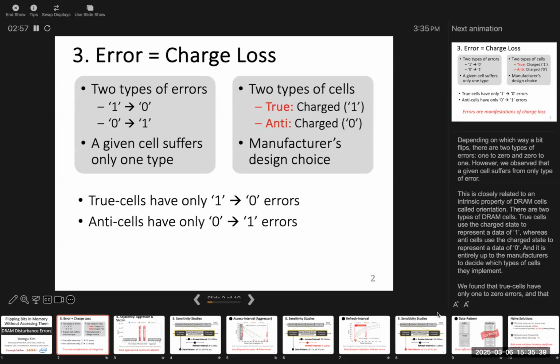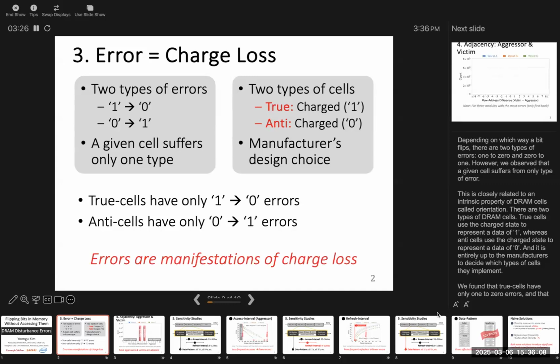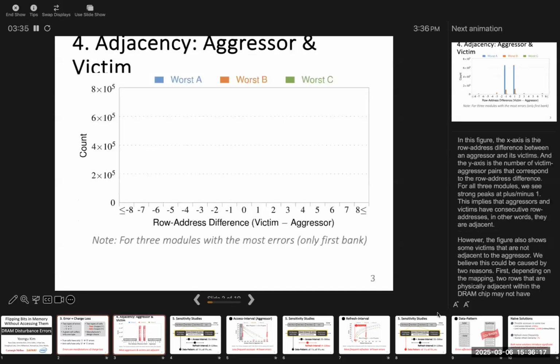True cells have an error only when there is a logical change from 1 to 0, because there is a voltage discharge, because this is high voltage and this is low voltage, right? And anti-cells have an error only when a bit flips from 0 to 1, because bit 0 is high voltage and bit 1 is low voltage. And a discharge only happens when the current flows from the high voltage to the low voltage point, right? So errors are manifestations of the charge loss. If you have something, then you can lose it. If you have high voltage, then you can lose that as a result of the current flow.